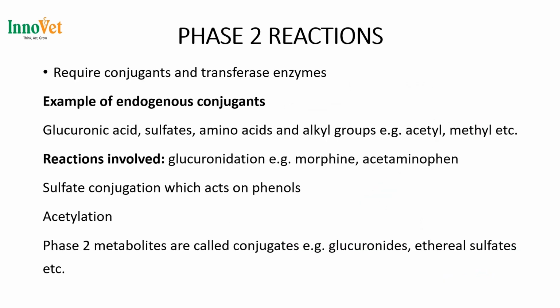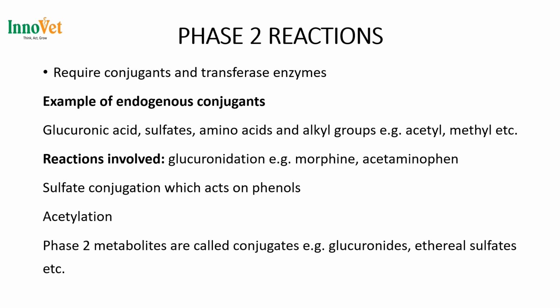Then phase 2 reactions. As was told to you earlier, they are also called conjugation or synthetic reactions. They take place when the drug or phase 1 metabolite contains a chemical group, as we said, that is suitable for combining with a natural compound that is provided in the body to form readily excreted water-soluble polar metabolites.